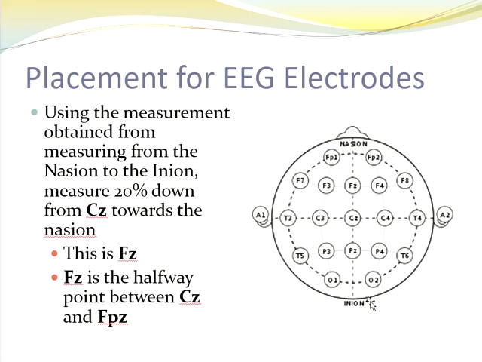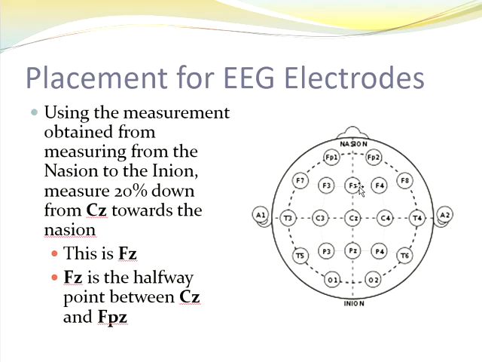So again, this is a very systematic system. If you notice, it's 10%, 10%, and then all of these four segments are 20% apart. So what you can do is take 20% of the nasion to inion measurement. You could measure down from CZ or up from FPZ. We're going to talk about a lot of different methods.